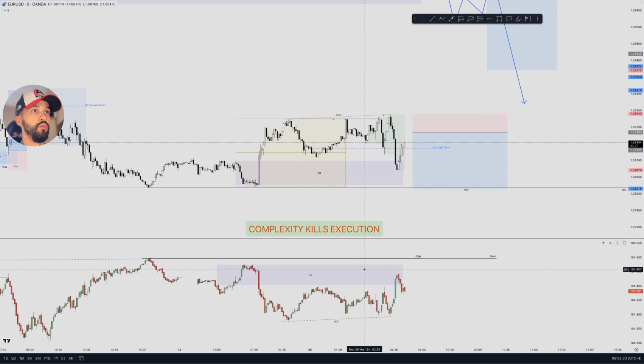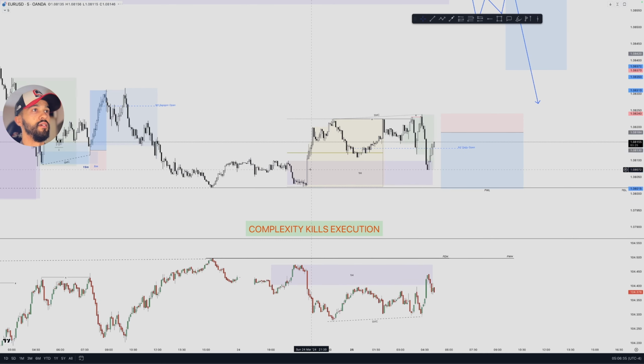However, we have these 1 hour POIs and price does look like it may have the intention to pull back further and turn bullish. So I would rather just avoid that negative. Personally, I don't see the entry I want here, so I'm going to avoid that.